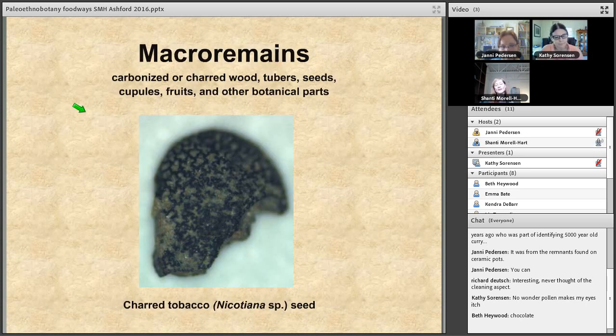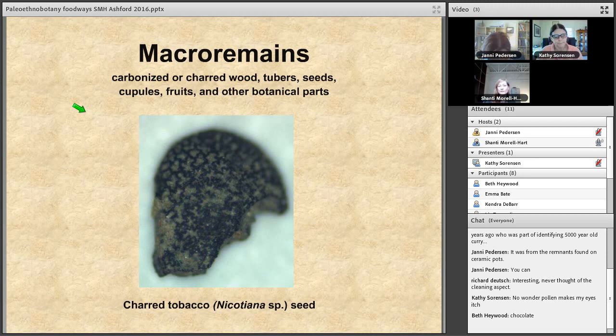So we've got all these different kinds of direct paleoethnobotanical evidence. And the three that I focus on, macro remains, phytoliths, and starch grains, I'll talk about in a little bit more detail. So macro remains basically are any kind of carbonized remains that you can see with the naked eye. So you might not be able to identify it with the naked eye, but you could at least pick it out of a screen or see it on a petri dish or something like that. It's something visible to the naked eye.